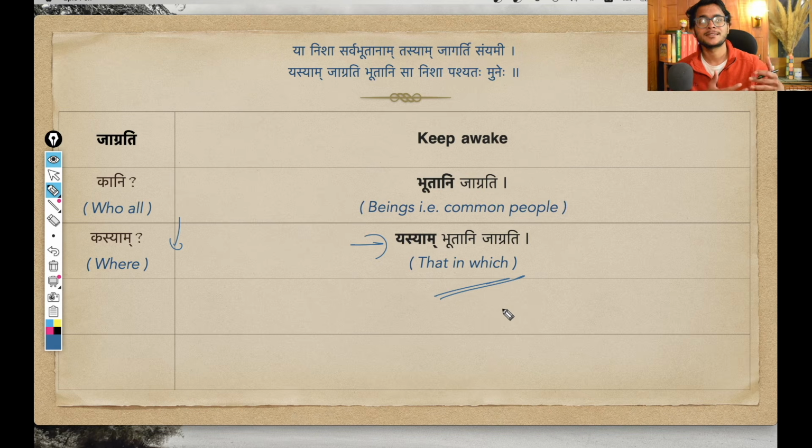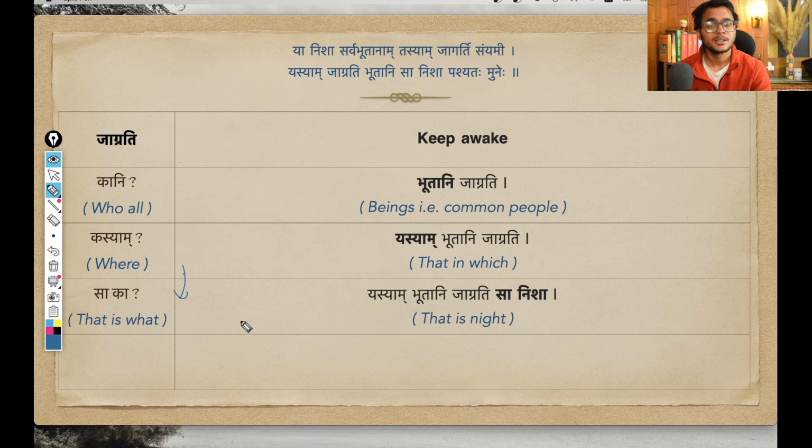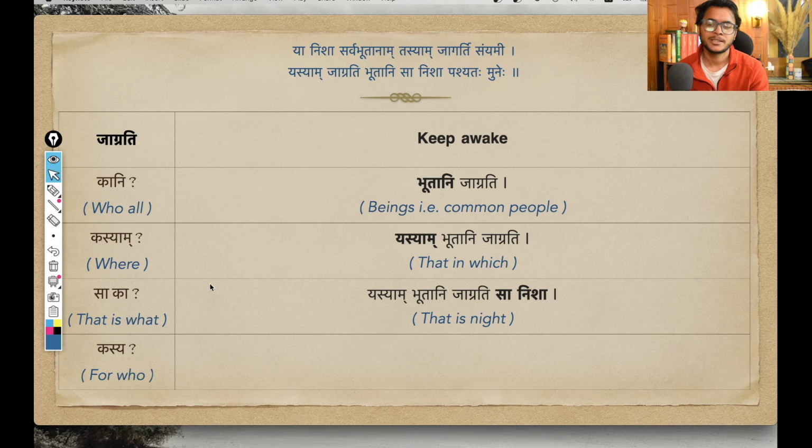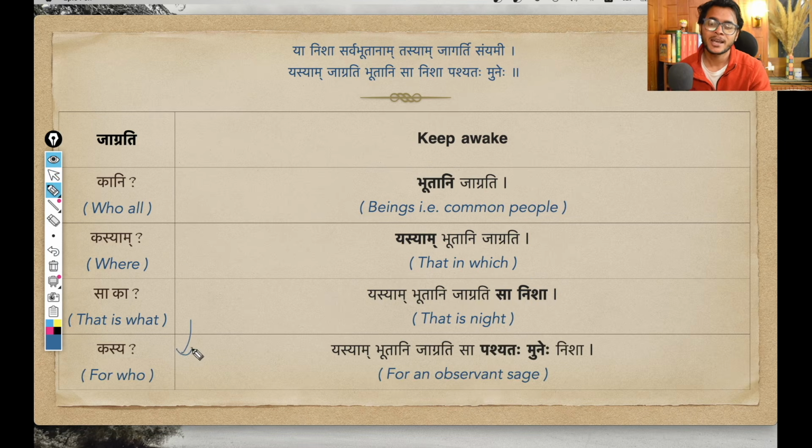So the sentence is building on to something. We will see what. The question is Saka. That in which all the beings keep awake. Whatever that reality or state is in which all the beings keep awake, what is that? We are inquiring about that. Saka, that is what? And Krishna says, Yasyam Bhutani Jagrati Sa Nisha. That in which all the beings keep awake, that is night. And let's complete the sentence. That is night for who?